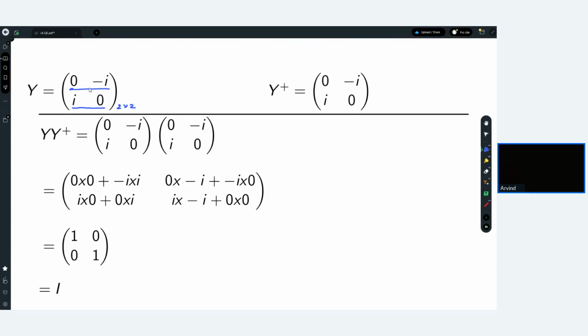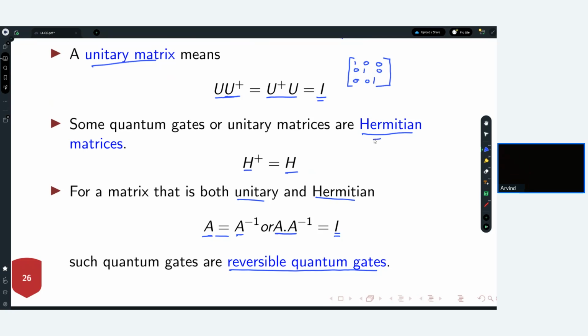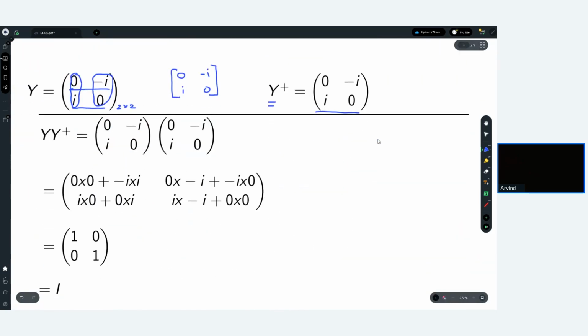If I take the conjugate transpose of this matrix, for example I take the first column and make it the first row, I will get 0, and because the second element in the column is i, I need to take its complex conjugate, so that becomes minus i. Now I take the second column and make it the second row of the matrix. The first element is minus i, so I make it i, and then 0. So this matrix and the original matrix are the same. The conjugate transpose of the matrix and the matrix are the same, and matrices of that type are called Hermitian matrices. So this is an example of a Hermitian matrix.